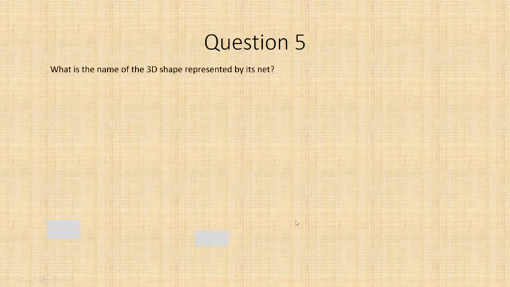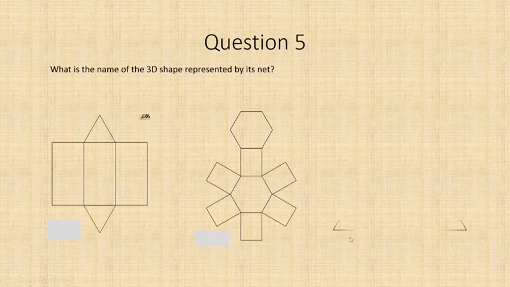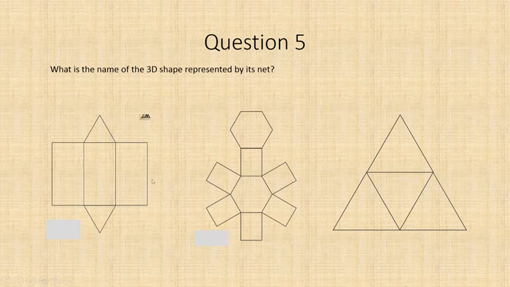Okay, let's go to question number 5, and this is the last question. What is the name of the 3D shape represented by its net? So I have here 3 nets for you. I need you to look at them to solve this question. You have 3 minutes to solve it, and then get back to me to solve it together.